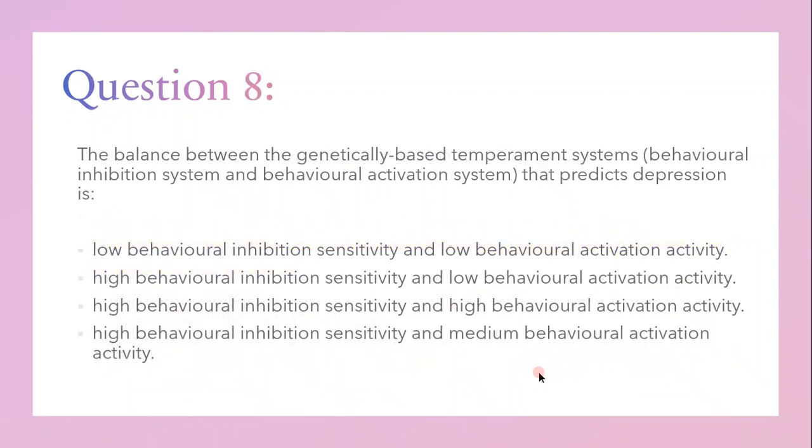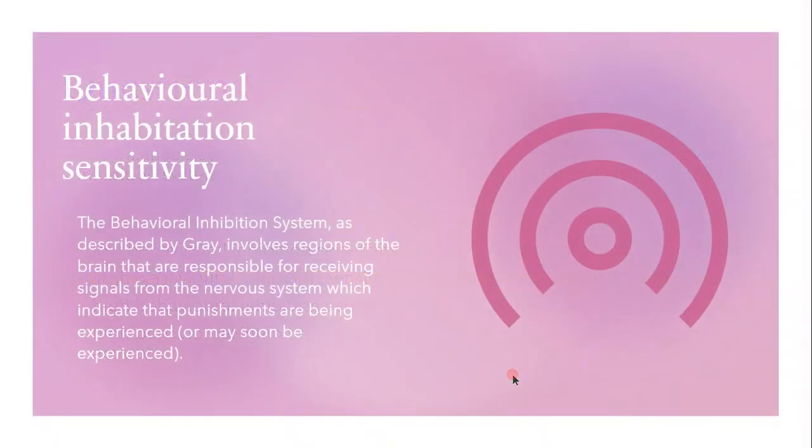The balance between the genetically based temperament systems, behavioral inhibition and behavioral activation, that predicts depression is... So yeah, you better know your definitions. There is no MCQ strategy that's going to help you here. The answer is high behavioral inhibition sensitivity and low behavioral activation activity.